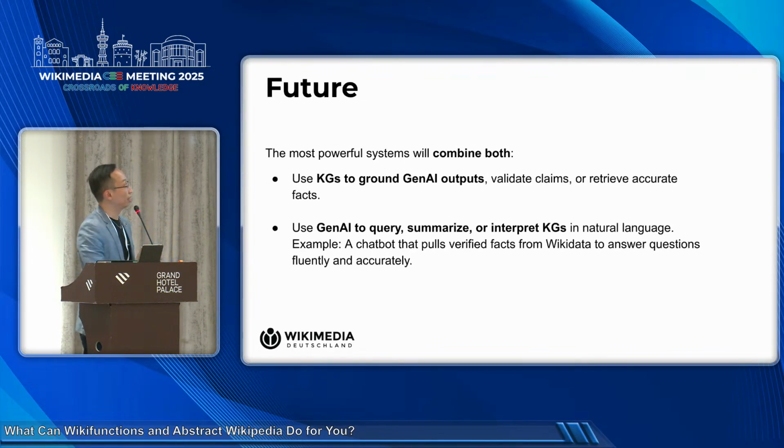So what does the future look like? The most powerful systems, we think, in the future will combine a bit of both. Use knowledge graph to ground the outputs, as well as use Gen AI to query, summarize, and interpret knowledge graph in a natural language way.